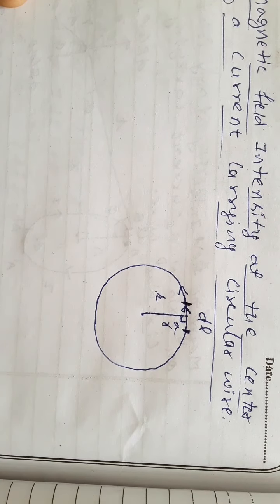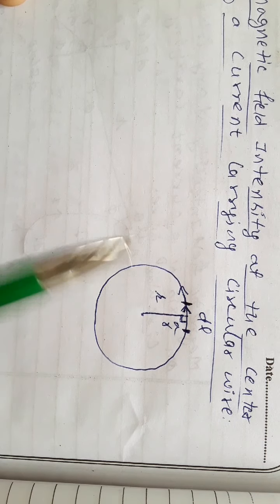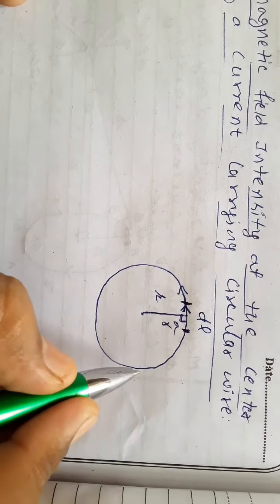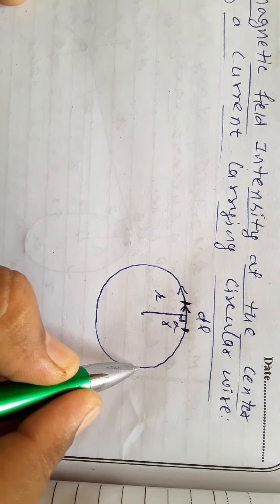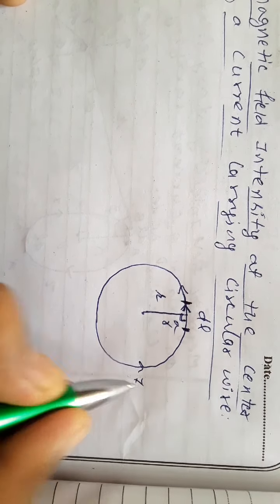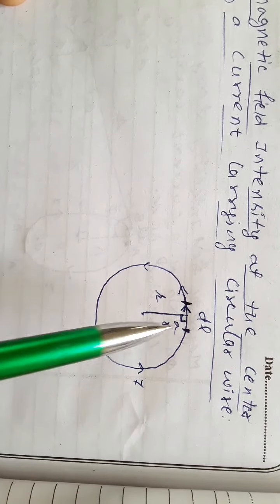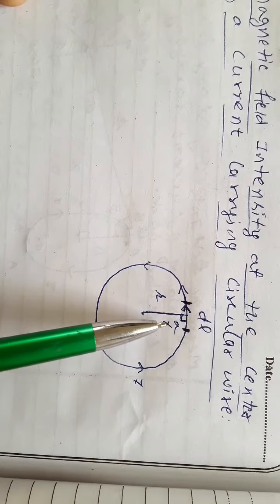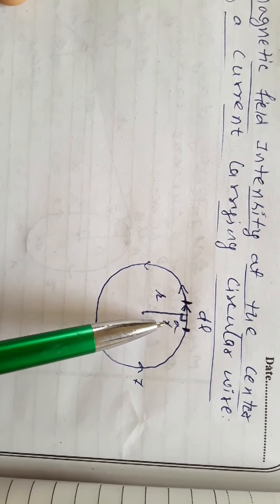In unit 3, magnetic effects of current, we have the next topic: magnetic field intensity at the center of a current carrying circular wire. Now, a circular wire of radius r and current I is passing through it. Let dl be a small length, and this is r cap, the position vector.